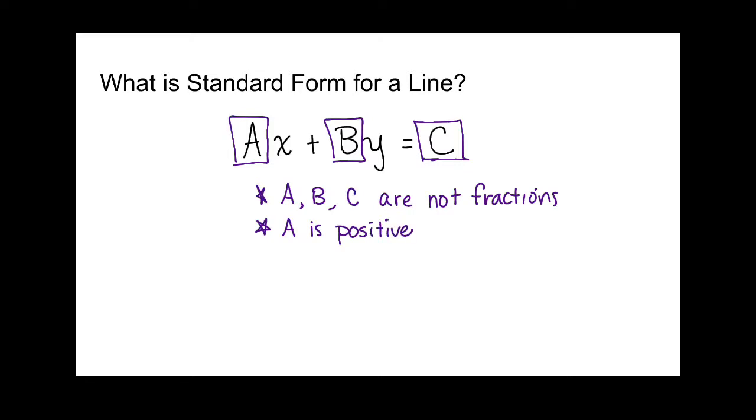A has to be positive. And so those are the rules. So an example of standard form would be like 2x plus 3y equals 7. So to clarify, we've got standard form, which is this.